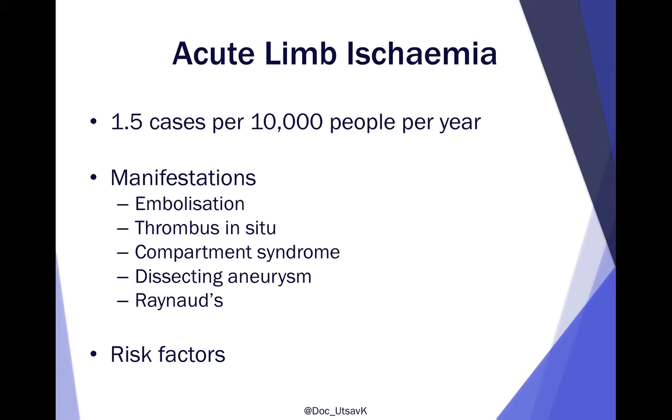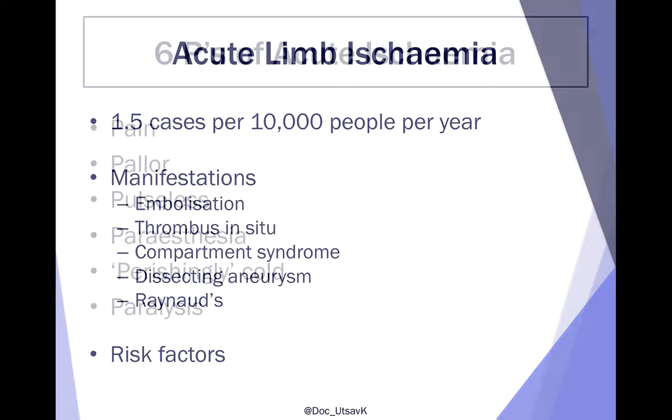Thrombosis in situ results when there is an atheromatous plaque within an artery which ruptures, and that thrombus forms and occludes that vessel. Compartment syndrome can occur as a result of trauma to a particular compartment in a particular limb, or acute limb ischemia can manifest as a result of a dissecting aneurysm or as a result of Raynaud's. The risk factors for acute limb ischemia are the same as those for peripheral arterial disease, so smoking, hypertension, diabetes mellitus, high cholesterol, and age over 60.